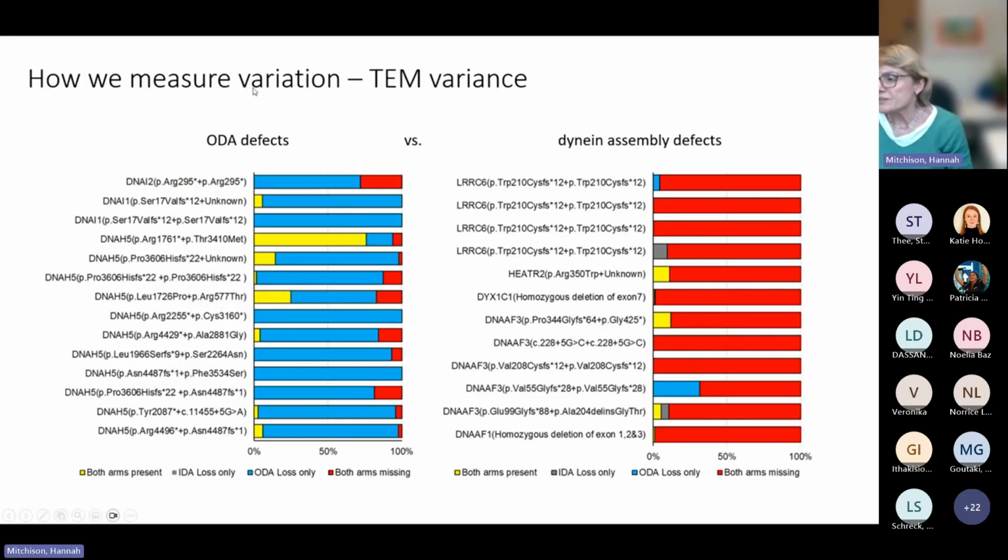How we measure variance, we have to be quite careful. This is an EM survey that was published from our lab in collaboration with the Royal Brompton. So these are all gene mutations in outer dynein arm genes, sorry, and these are dynein arm assembly genes.